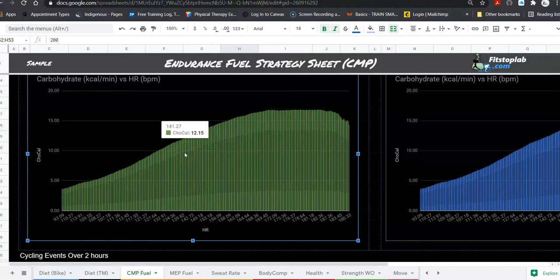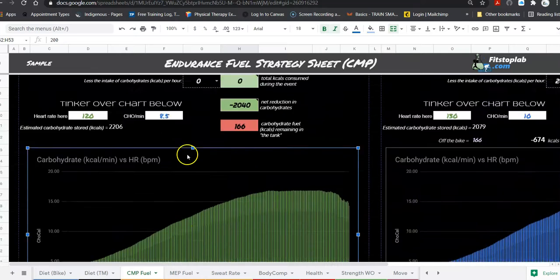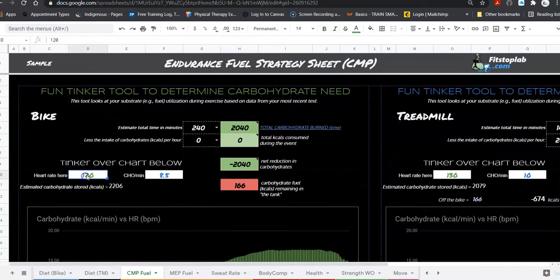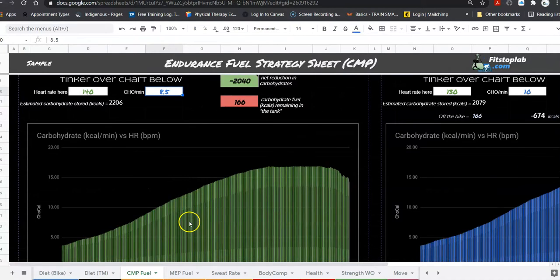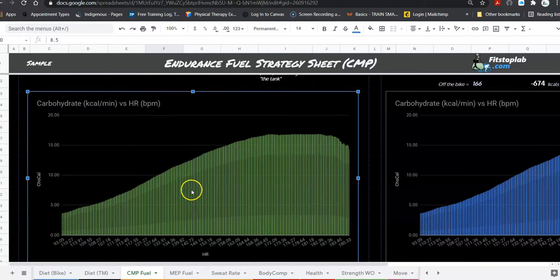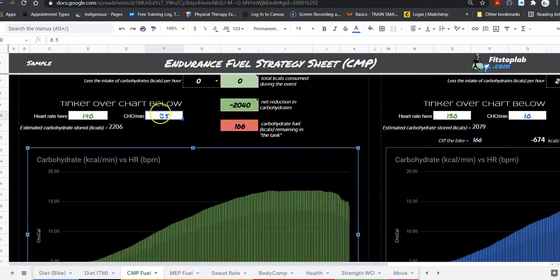So for example, if we're at about 140 beats a minute on the heart rate, and this is riding the bike, that's just about 11.5 to 12 calories. So I can just plug this in. 140 is the heart rate, and let's say 11.5. Again, it's not written in stone, it's just an estimate, but it gives us a good ballpark and something smart to work with.